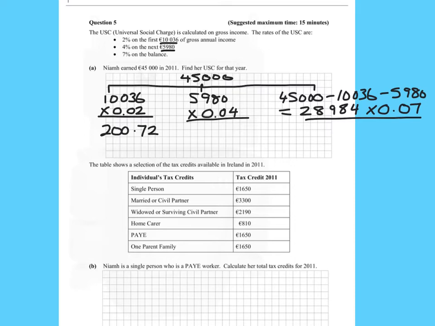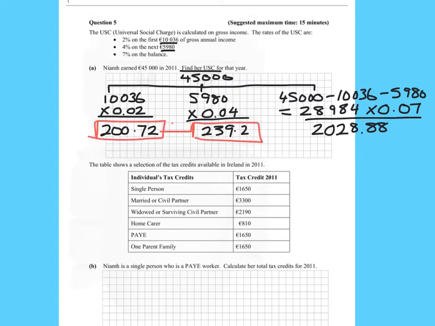For the second one I get 239.2, and for the last one, 28,984 multiplied by 0.07, I'm going to get 2028.88, and we're asked to find her USC for the year. So all I'm going to do is take those three values and add them all together, and that'll give me my total USC.